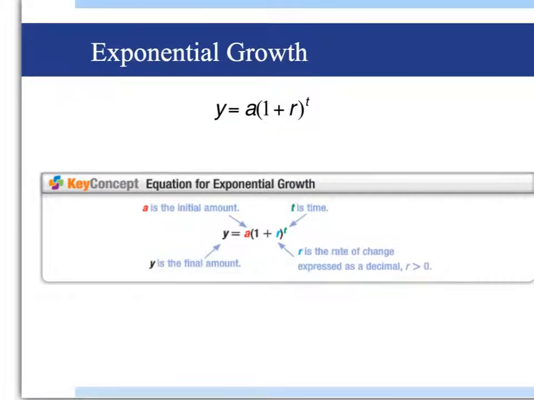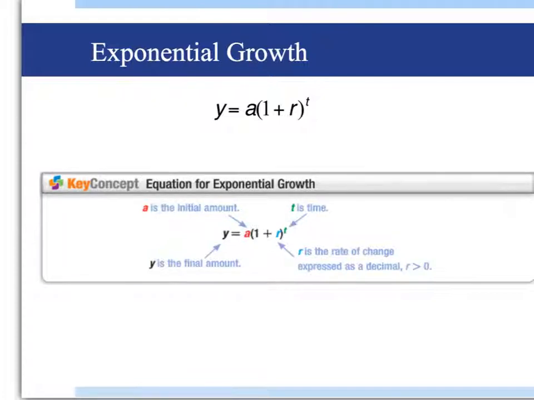So our exponential growth formula is y equals a times 1 plus r, all raised to the t power. It's important to really know what these letters stand for. Y is the final amount of whatever you're working with, depending on the problem. A is the initial amount. R is the rate of change, or the percent, expressed as a decimal.